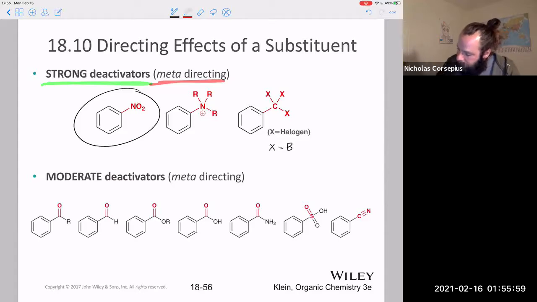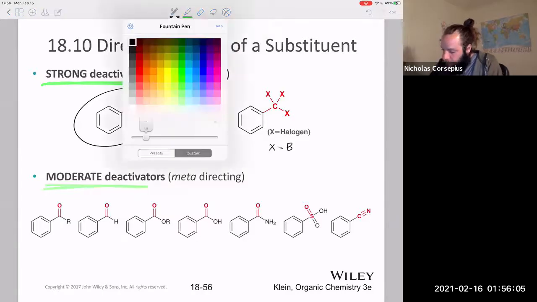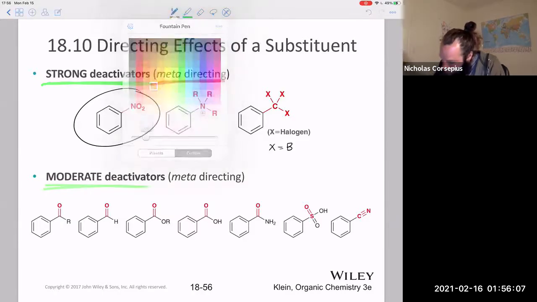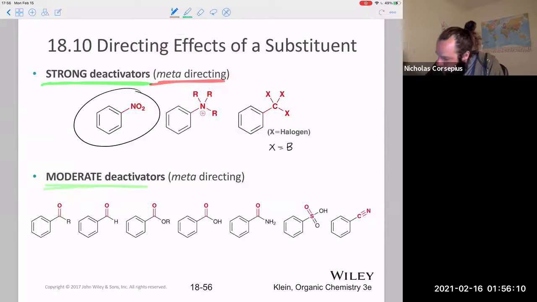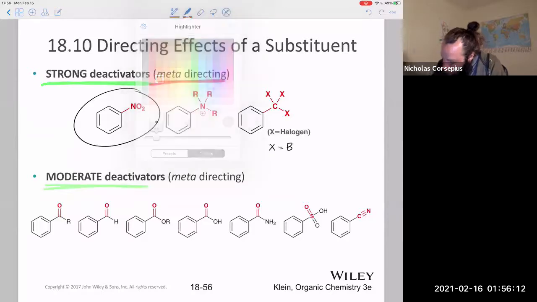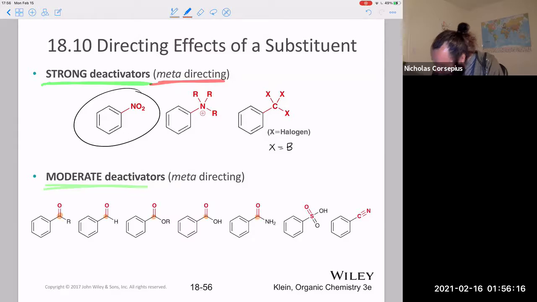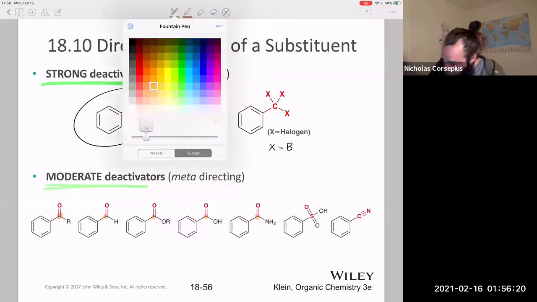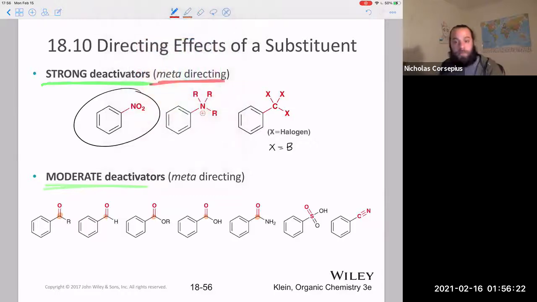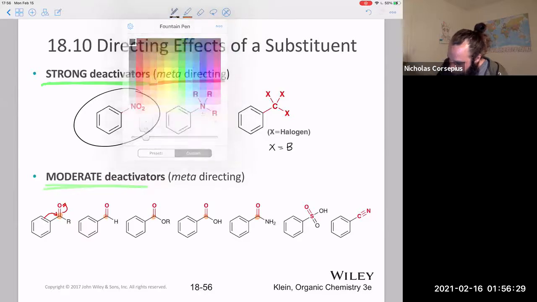Moderate deactivators are going to be when you have a carbonyl group directly next to the ring. Oops, let's do a highlighter. Notice that in each of these, you have a carbonyl carbon directly bound to the ring. So this can withdraw electrons, right? That's what it meant to be a deactivator through resonance because of this particular resonance structure here.